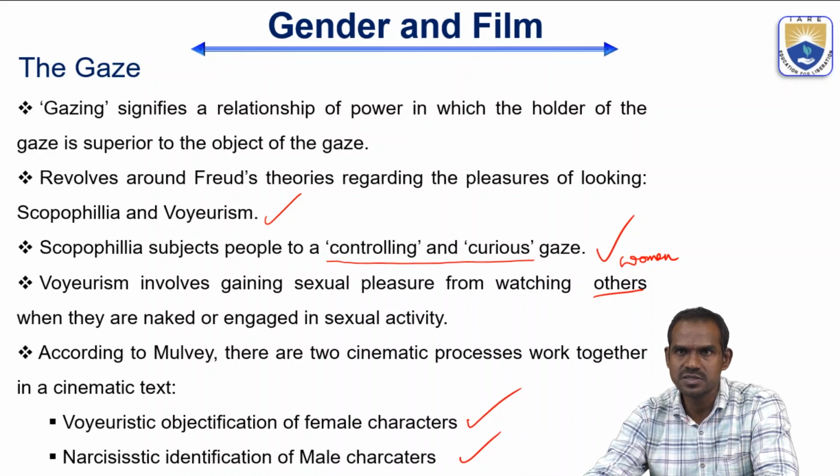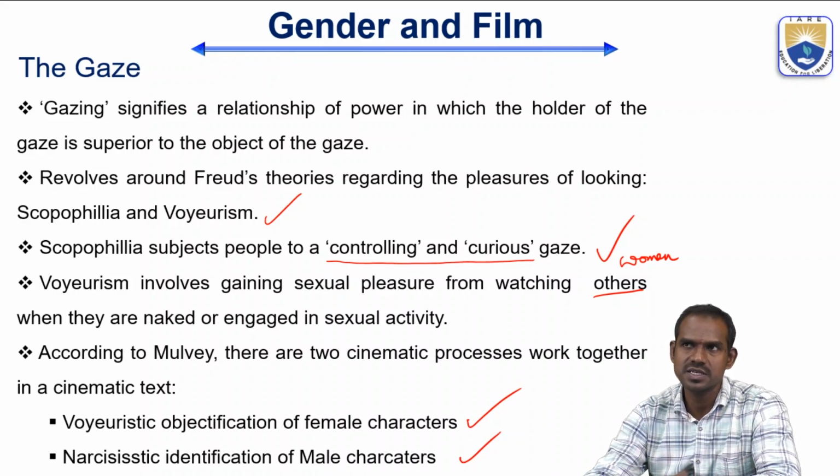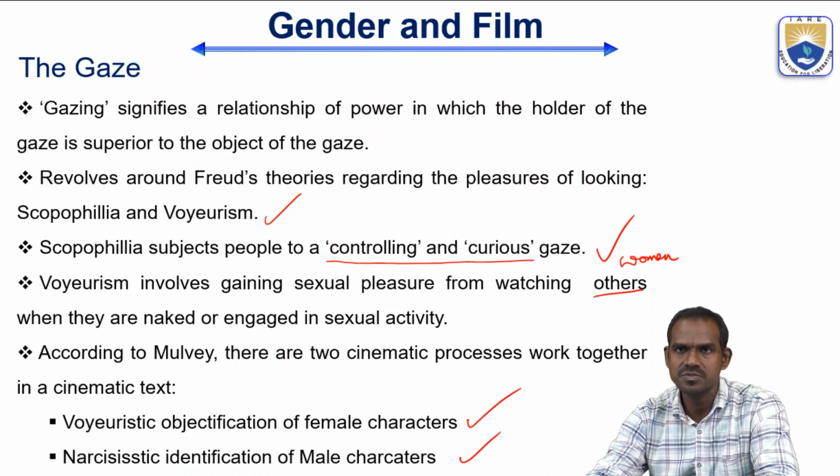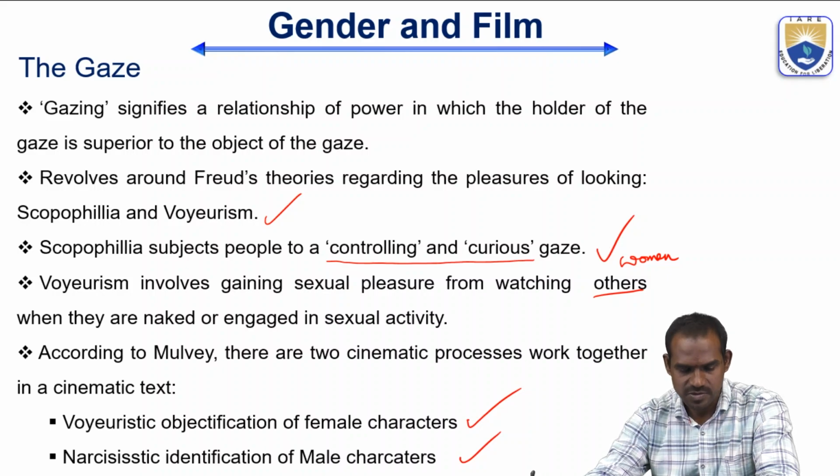Okay, because as they pursue, they always show in such a way that females are the objects of gaze and males are the gazers or holders of the gaze. Okay, so these two cinematic processes are there: voyeuristic objectification of female characters and narcissistic identification of male characters. Heroism of male characters and glamourism of female characters.